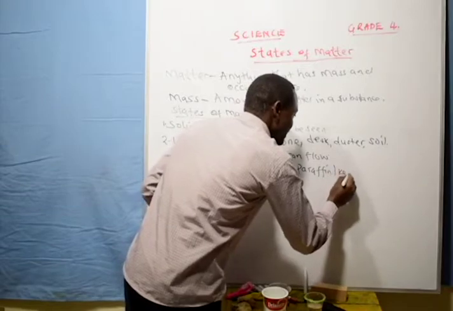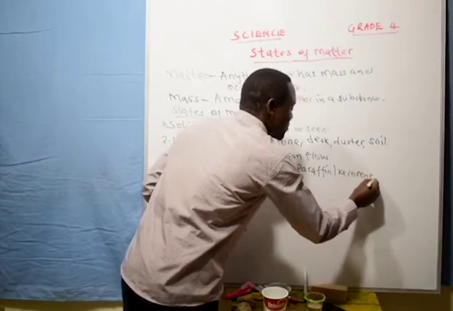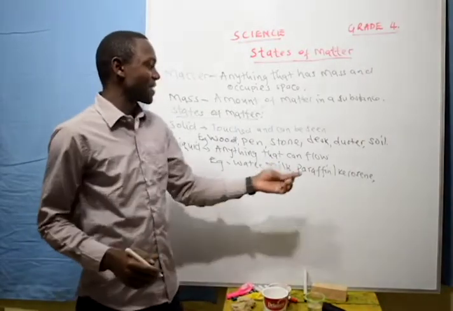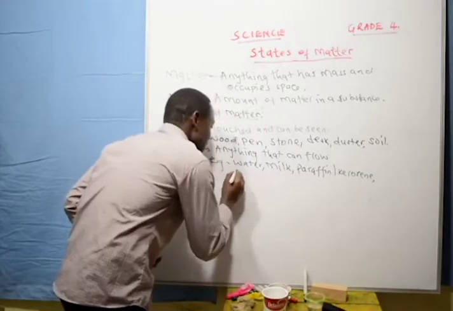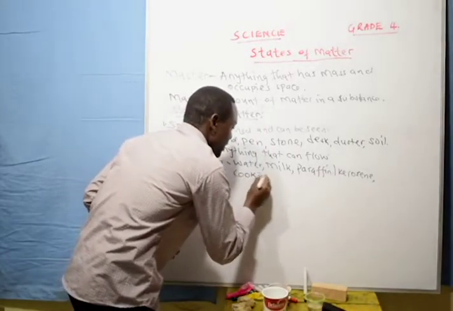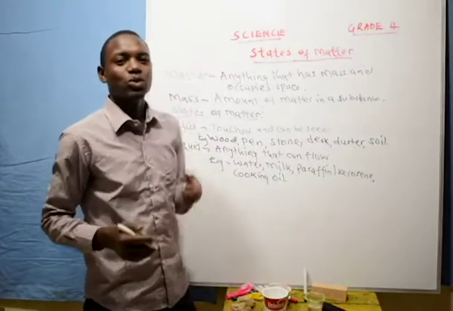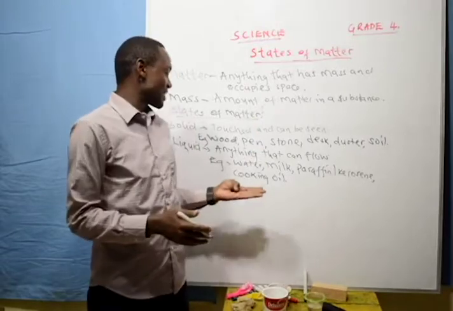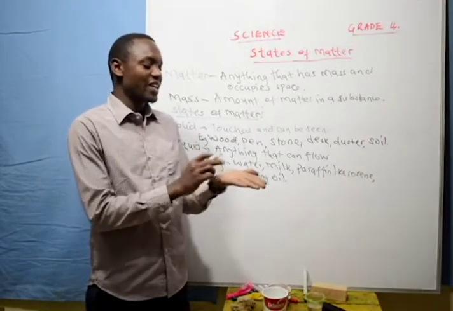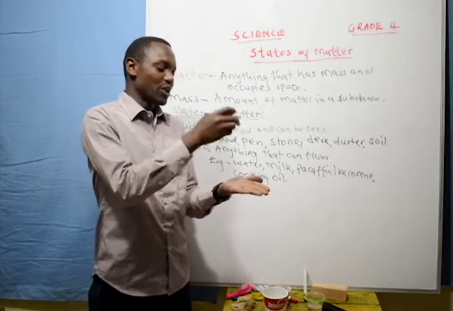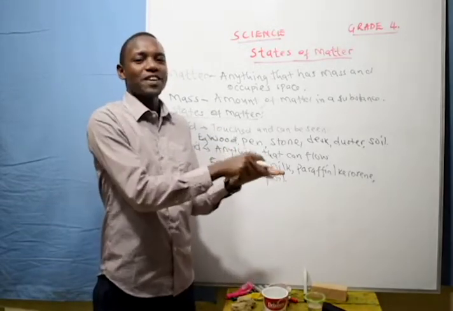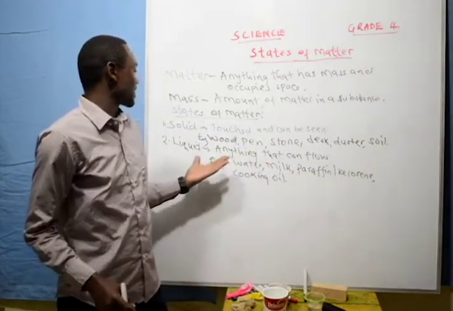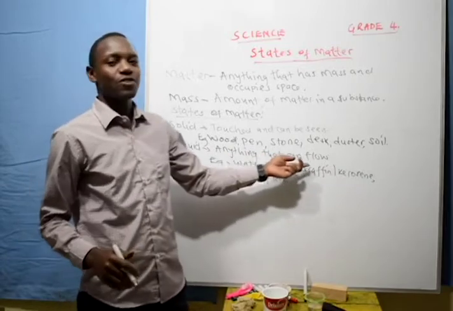Paraffin or kerosene. Another example of a liquid. We have milk, paraffin. We also have cooking oil. Cooking oil, not cooking fat. Cooking fat is a solid because you can touch it and it can stand on its own. But cooking oil, you cannot place cooking oil here and expect it to stay there for long. It will flow through your fingers or it will flow along your hand. Cooking oil is a liquid. We say anything that can flow is a liquid.